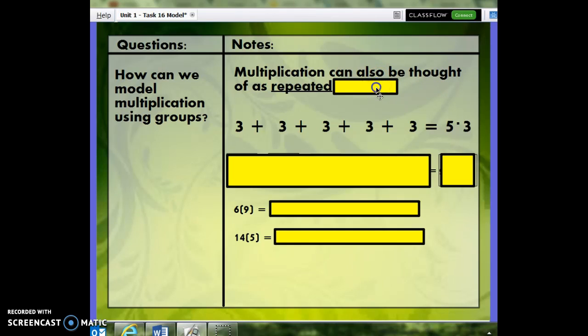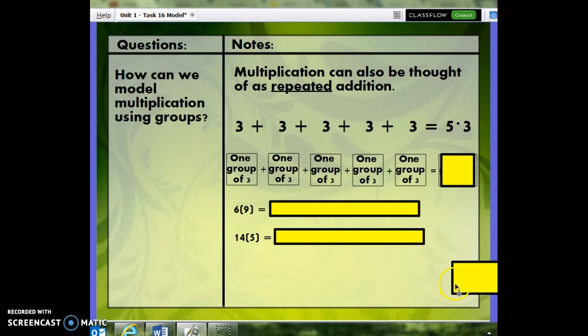Multiplication can be thought of as repeated addition. So for example, if I have the same number added over and over again, 3 plus 3 plus 3 plus 3 plus 3, that's 3 added 1, 2, 3, 4, 5 times. So a faster, more efficient way to write that is 5 times 3. But what does that really mean? When you're grouping numbers together like that, you actually think of it as groups of threes. So each of those threes represents one group of 3.